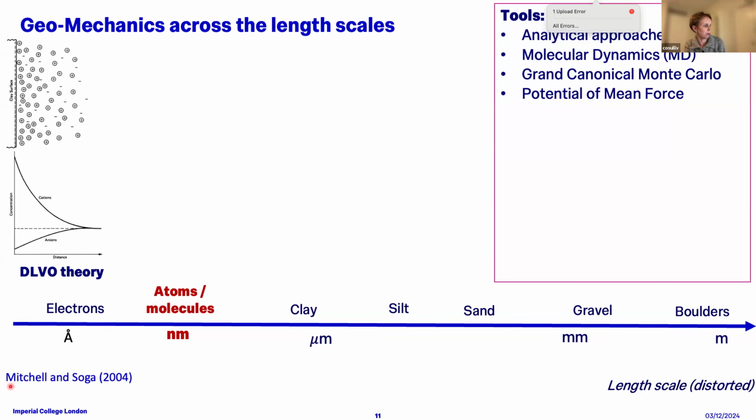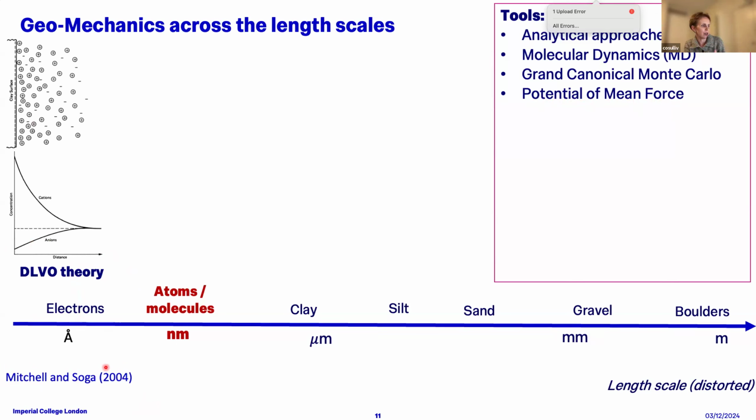If you look at Jim Mitchell's work in the most recently published edition of Mitchell and Soga, Fundamentals of Soil Behavior, there's a very good explanation of DLVO theory. This is an analytical approach to understanding. It gives you results about how the energy between two interacting clay particles varies with separation distance. And if we know that energy, we can work out an interaction force. It's explained very nicely in this text.